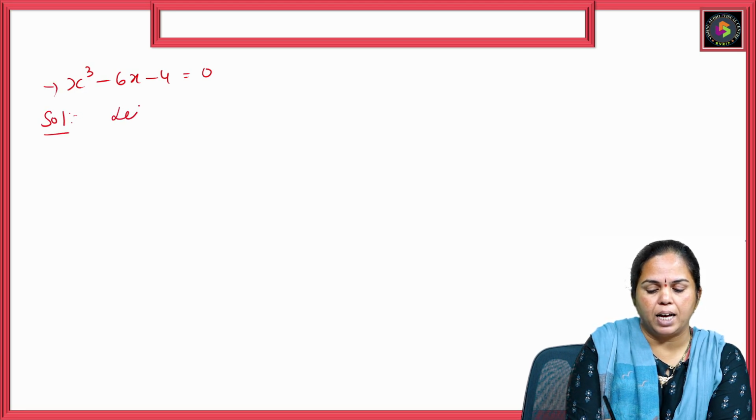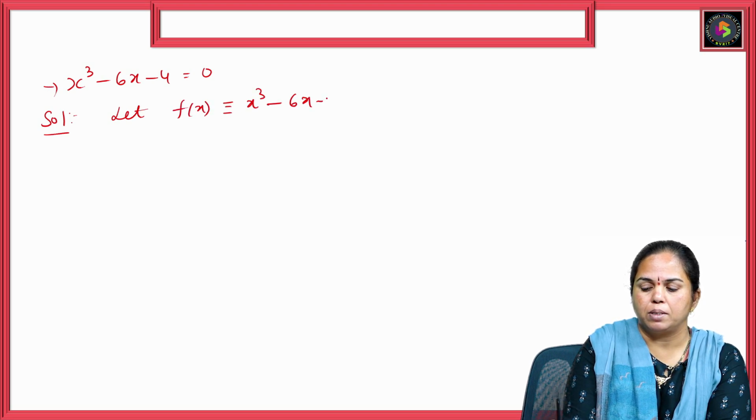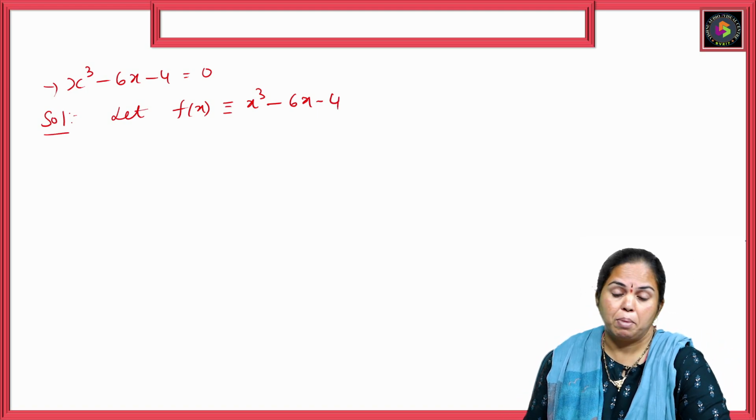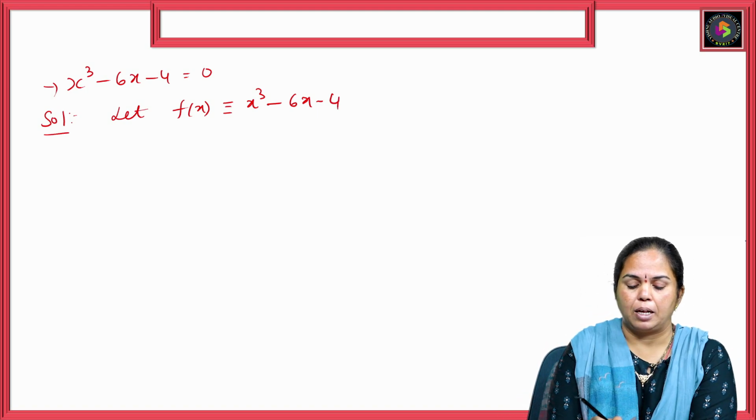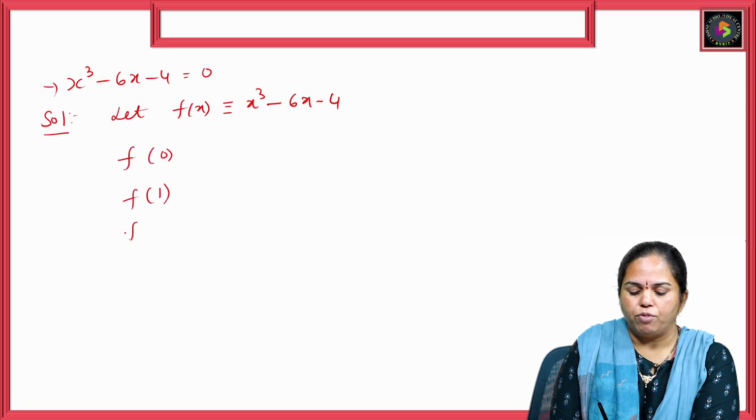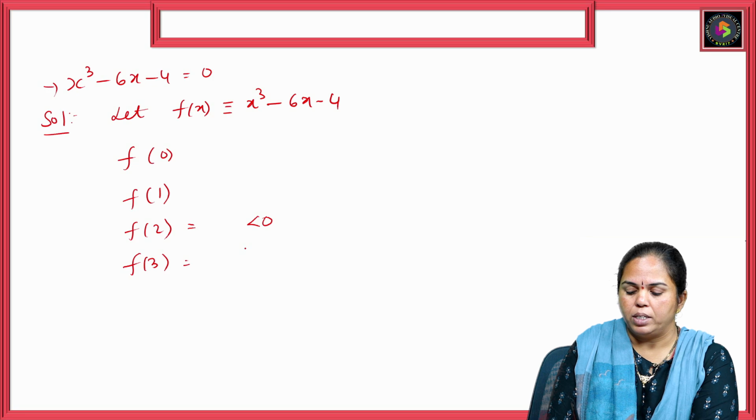First, let us assume f(x) = x³ − 6x − 4. For all the numerical method problems, calculators are mandatory, so do carry your calculators. So we'll find the initial roots. F of 0, just now we have seen how to find the initial roots. F of 1, f of 2 is less than 0 and f of 3 is greater than 0.